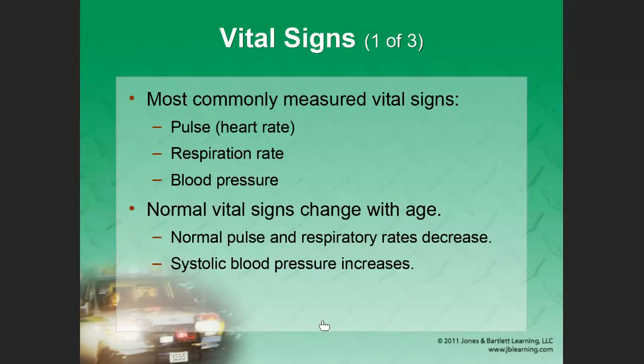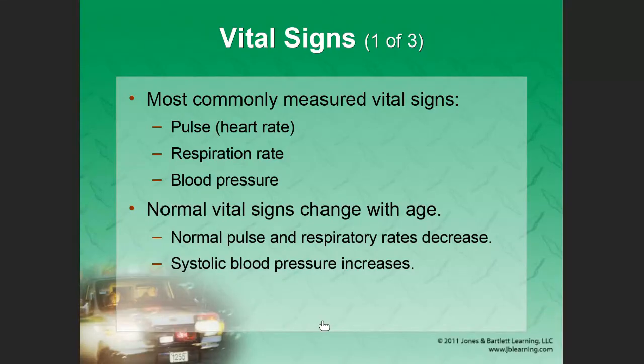Now, normal vital signs change with age. Normal pulse and respiratory rates decrease, right? The younger the patient, the faster they breathe and the faster the pulse is going to be. Normal pulse rate for an adult is 60 to 100 beats per minute. Shouldn't be below 60, shouldn't be above 100.